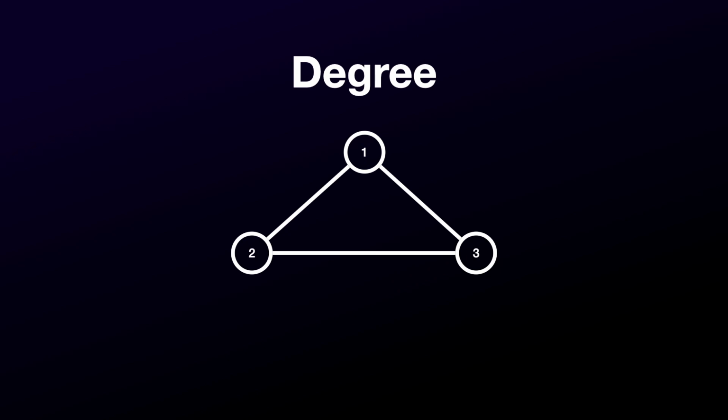Let's discuss degrees in a graph now. A degree of a node is the number of edges that are connected to a node. For example, 1 is connected to 2 edges pointing to 2 and 3, so it has a degree of 2. Alternatively, you can also say that a degree of a node is the number of nodes that it is connected to.